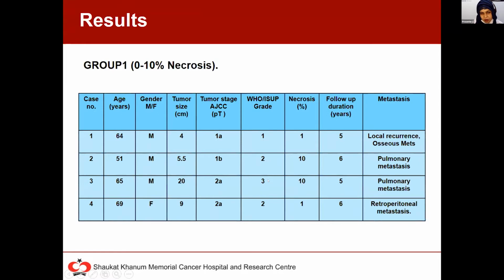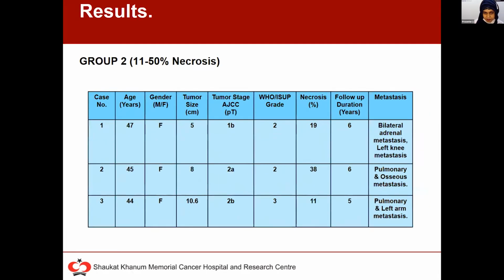And they showed osseous, pulmonary, and retroperitoneal metastasis after a follow-up of 5 to 6 years. In group 2, out of 3 cases, there was a single case staged as PT1, 2 cases were staged as PT2, and grade 2 was assigned to 2 cases, and there was a single grade 3 tumor, and they showed adrenal, osseous, pulmonary, and soft tissue metastasis after a follow-up of 5 to 6 years.